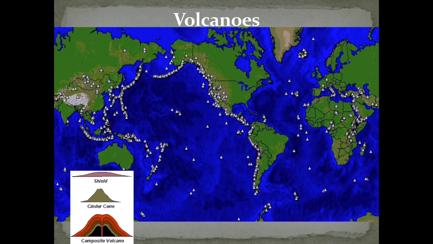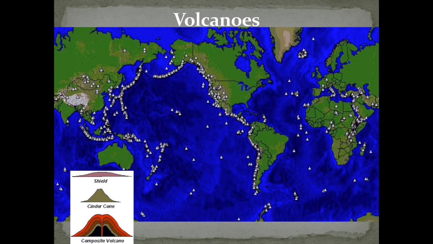So following right along with earthquakes and the movement of the Earth through those collisions and convergence zones and subduction, you have the creation of volcanoes. And if you look at this graphic, you'll notice that, surprise, surprise, they are clustered in the same locations as those big earthquakes that we looked at.